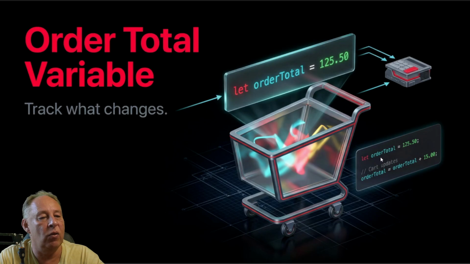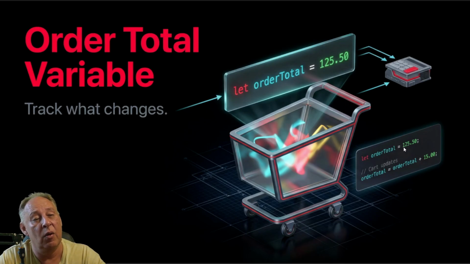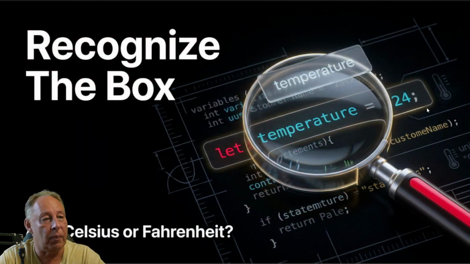So there we say let order total be 125.5. The cart gets updated, so now order total becomes what the order total was, plus someone bought another 15 Rand or dollars worth of things, and now of course order total will be 125.5 plus the 15, giving it 140.5 as a total. Now there's much more in regards to variables, because variables can have types.